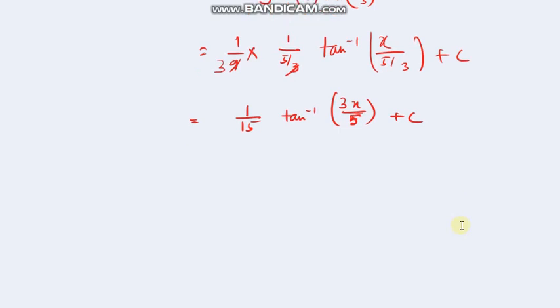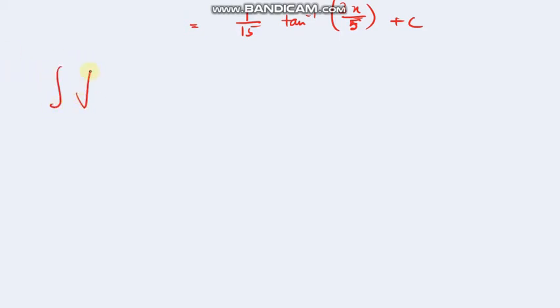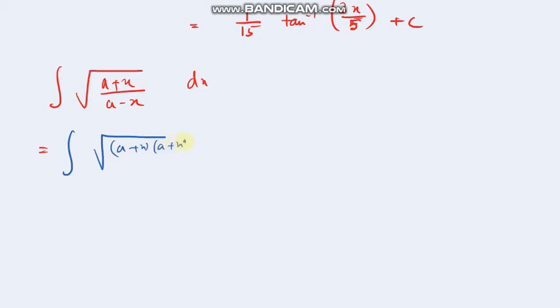Now I'm going to do 1 or 2 sums where we need to first substitute and then apply the formula. Suppose this sum, integration of root over of a plus x divided by a minus x dx. If I ask you what we have to do, many of you can say that first we have to rationalize. So if I rationalize with the factor root over of a plus x, it will be root over of a plus x into root over of a plus x divided by a minus x into a plus x dx.